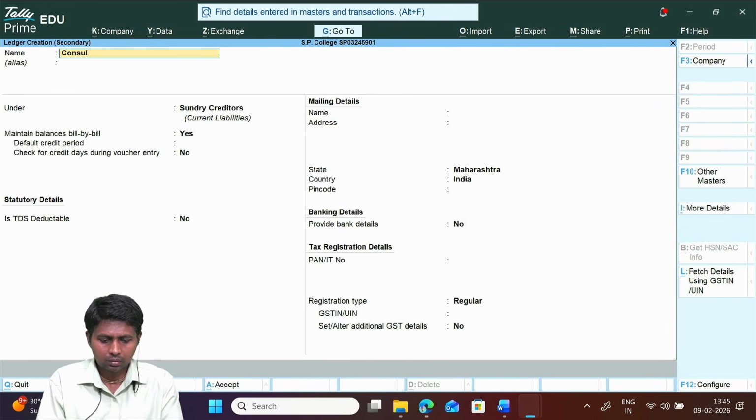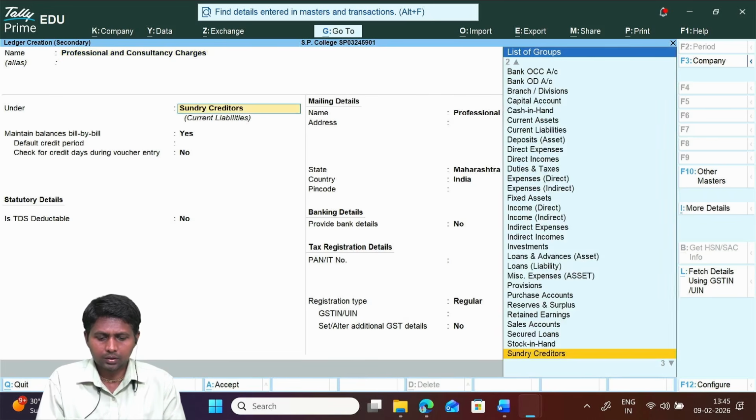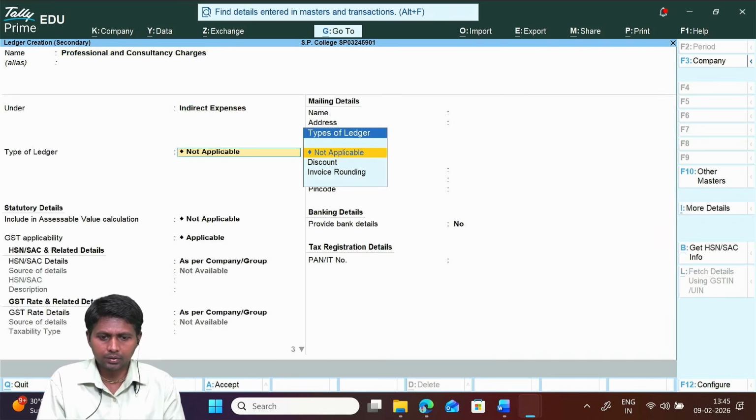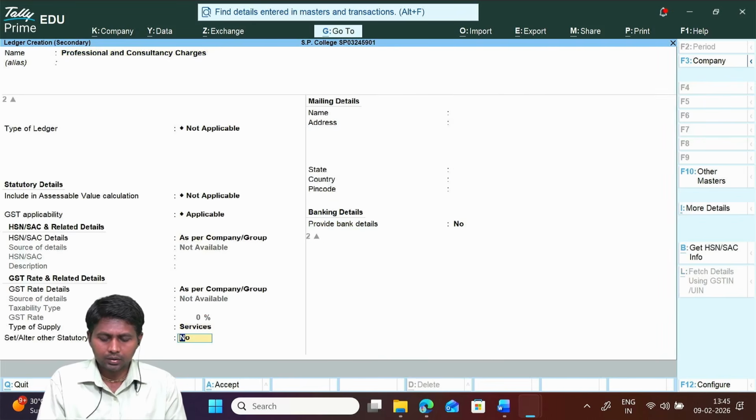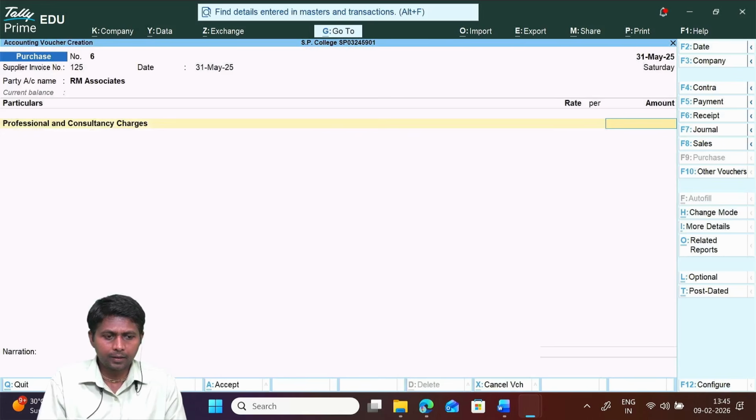Consultancy. Standard head. Professional and consultancy. Consultancy charges under indirect expenses. Enter, enter, enter. Set or alter TDS detail? No. Correct. Don't say yes. Applicable. Enter, enter. 16,901. Enter, enter, and accept it.